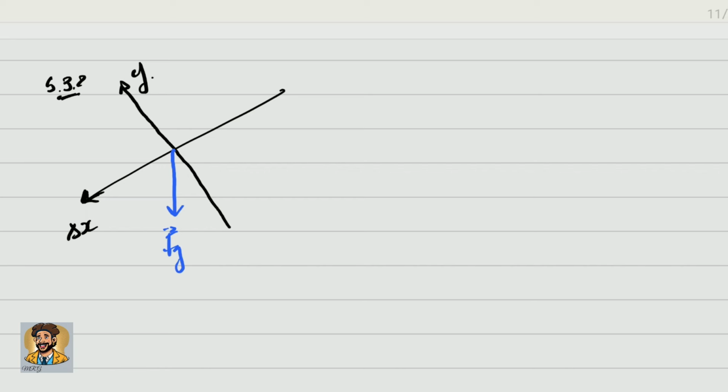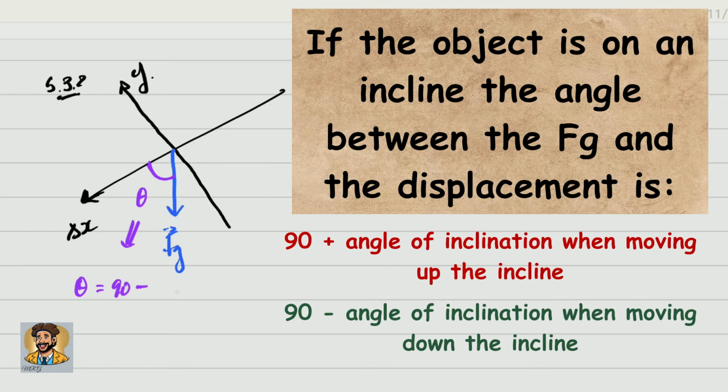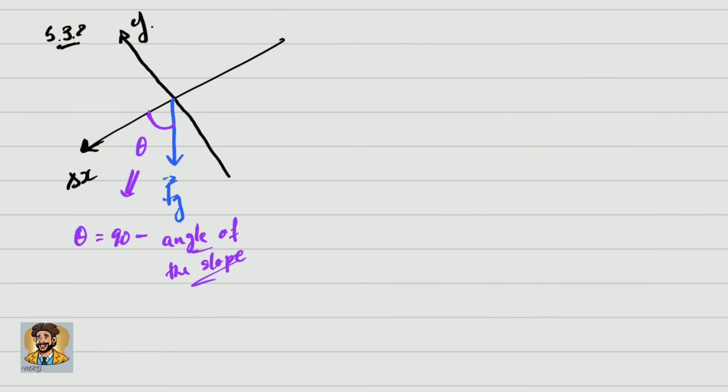Now, the angle between the gravitational force and the displacement is this angle here. This is the theta we are looking for. If the object is moving down, theta is equal to 90 minus the angle of inclination of the slope. In this case it was 25 degrees, so theta is equal to 90 minus 25 degrees, which is equal to 65. This is the angle between the gravitational force and the displacement.